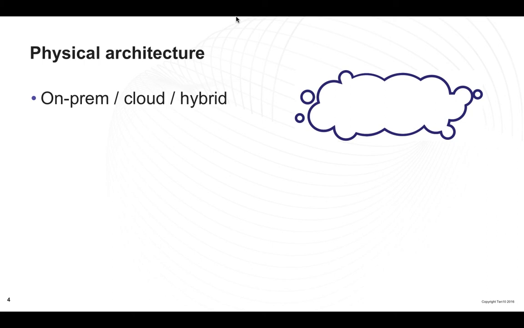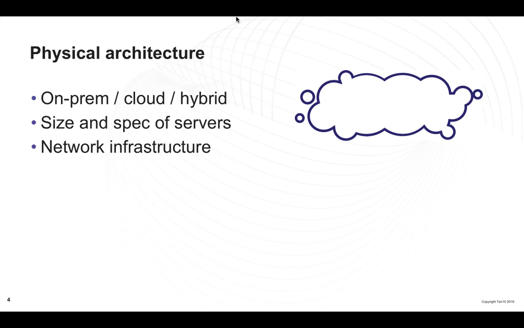The other question to ask yourself is, if it's on-prem, is it physical or is it virtual? Or in fact, is it both? It could be a combination of the two. So you now need to start thinking about the hardware, so the size and the spec of servers. Now this applies whether it's on-prem and physical, virtual, or whether it's cloud-based. We need to start thinking about the network infrastructure. This includes internal networking specs and also any internet-facing infrastructure that exists, so firewalls, load balancers.